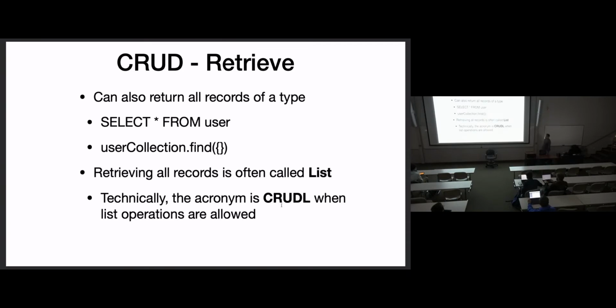We can also do just select star from table, or find with an empty object, which is going to give us everything. So we can also say, give me everything from this table or this collection. Give me, in general, every record of this type. This is often called list. Give me a list of all of the records that exist.